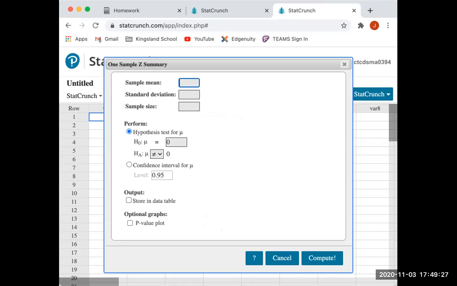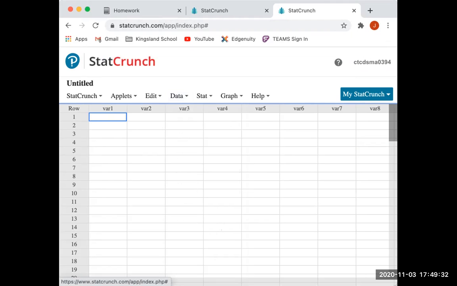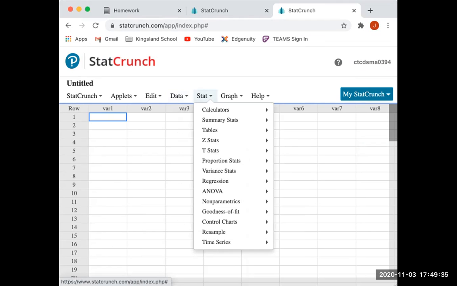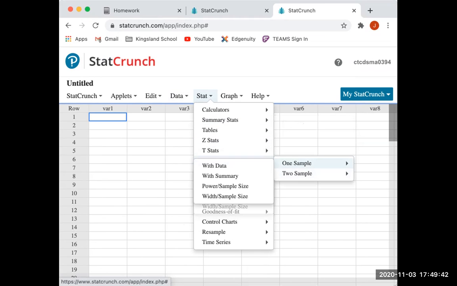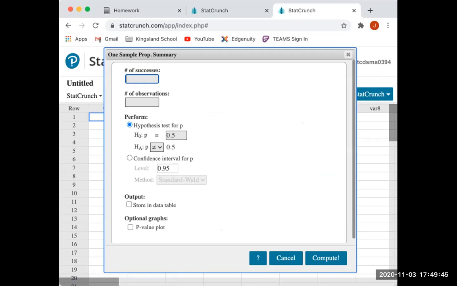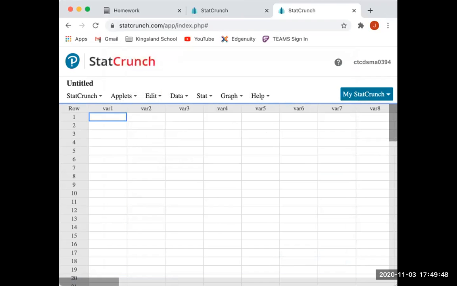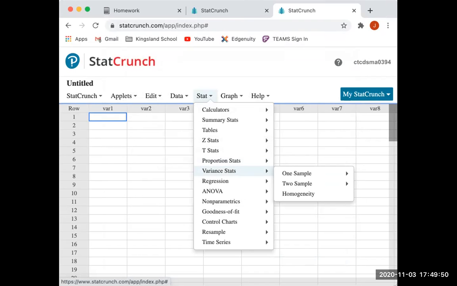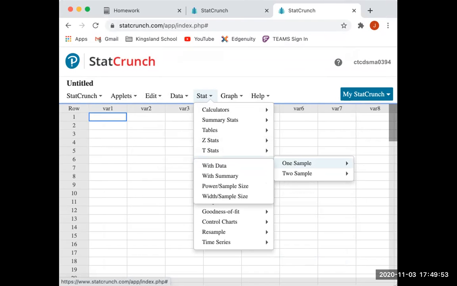Oh, that's eyeball. I'm going to do a confidence interval. Oh, hold on. I might have clicked the wrong thing. Oh, yeah, there we go. Sorry, I did click the wrong thing. It's Stat, Proportion Stats, One Sample. Sorry, I clicked on Z-Stats. That's for hypothesis tests. My apologies, did not mean to confuse you. It's Stat, Proportion Stats, One Sample, and we're going to do with summary.